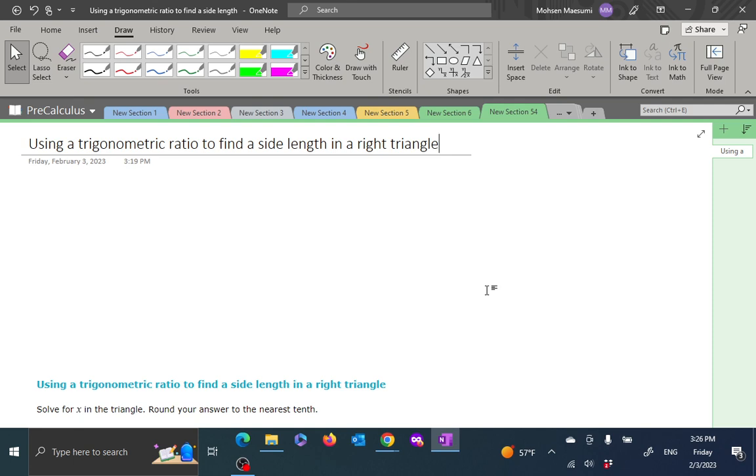Hi, welcome to another mini lecture. The topic today is using a trigonometric ratio to find a side length in a right triangle. Well, now we are gradually getting into interesting parts of trigonometry, which is applications in geometry.